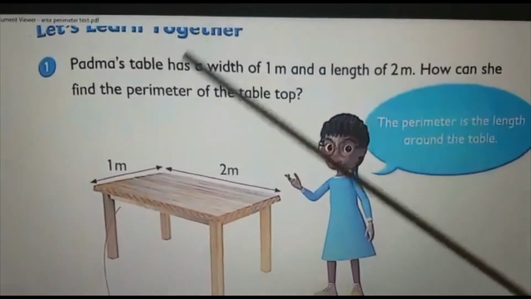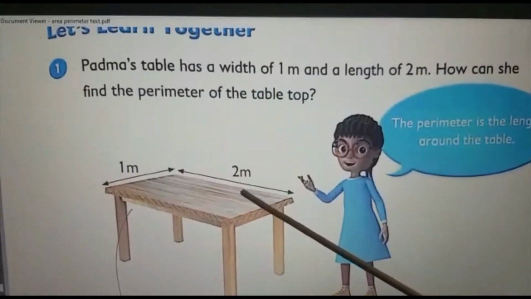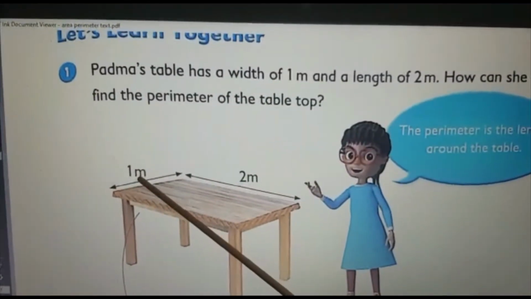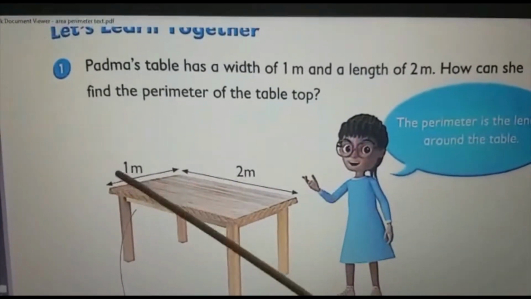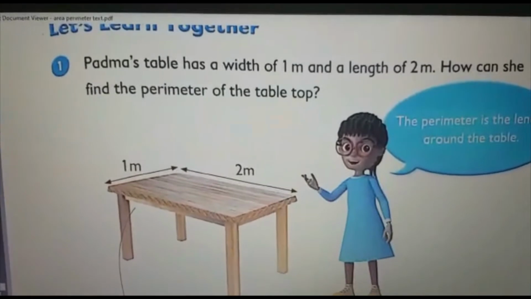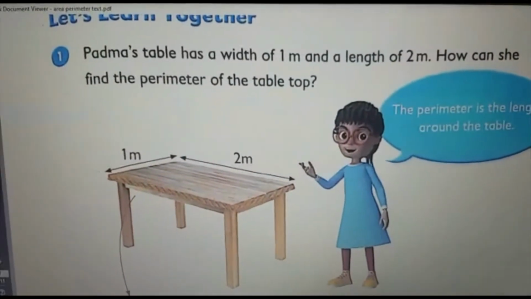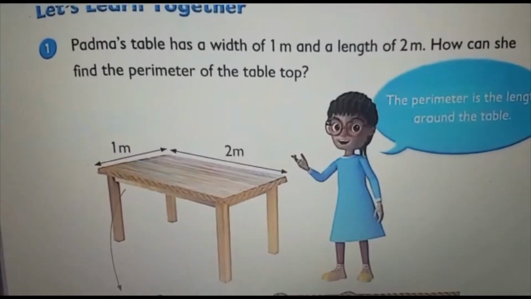How can we use the equation? 2 times width plus 2 times length. That is 2 multiply 1 meter plus 2 multiply 2 meter. Is it? What is 2 multiply 1 meter? It is 2 meter itself. 2 multiply 2 meter is 4 meter. Then what is 2 plus 4? That is equal to 6 meter. Is it? That is how we find the perimeter.